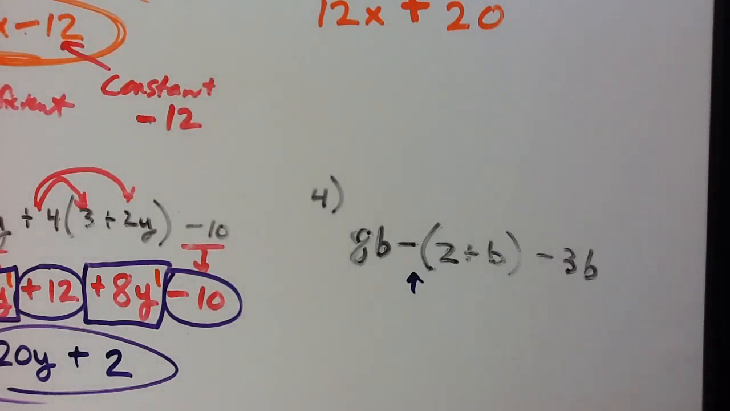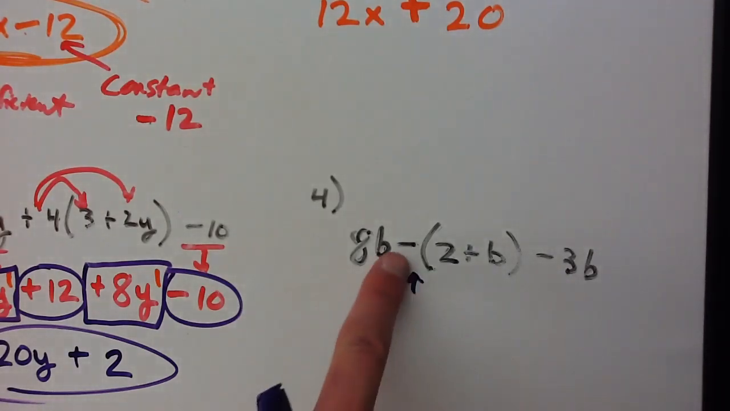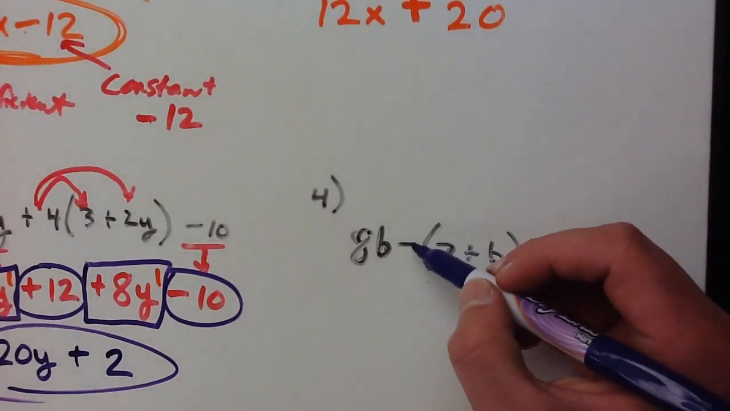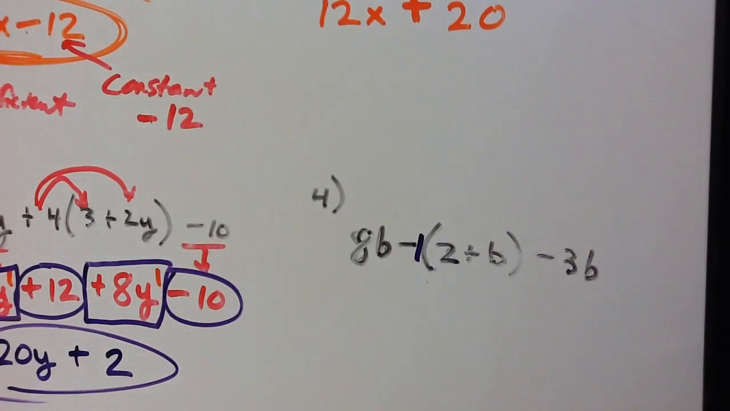It is there. What is it? You may say 1. Close. It's not 1. There's a negative sign there. So it's negative 1. There is an invisible negative 1 right there. And so if you want to go ahead and put it there so you can see it, go ahead and do that. It's there, but it's invisible. And so I know I'm going to need to distribute that negative 1.